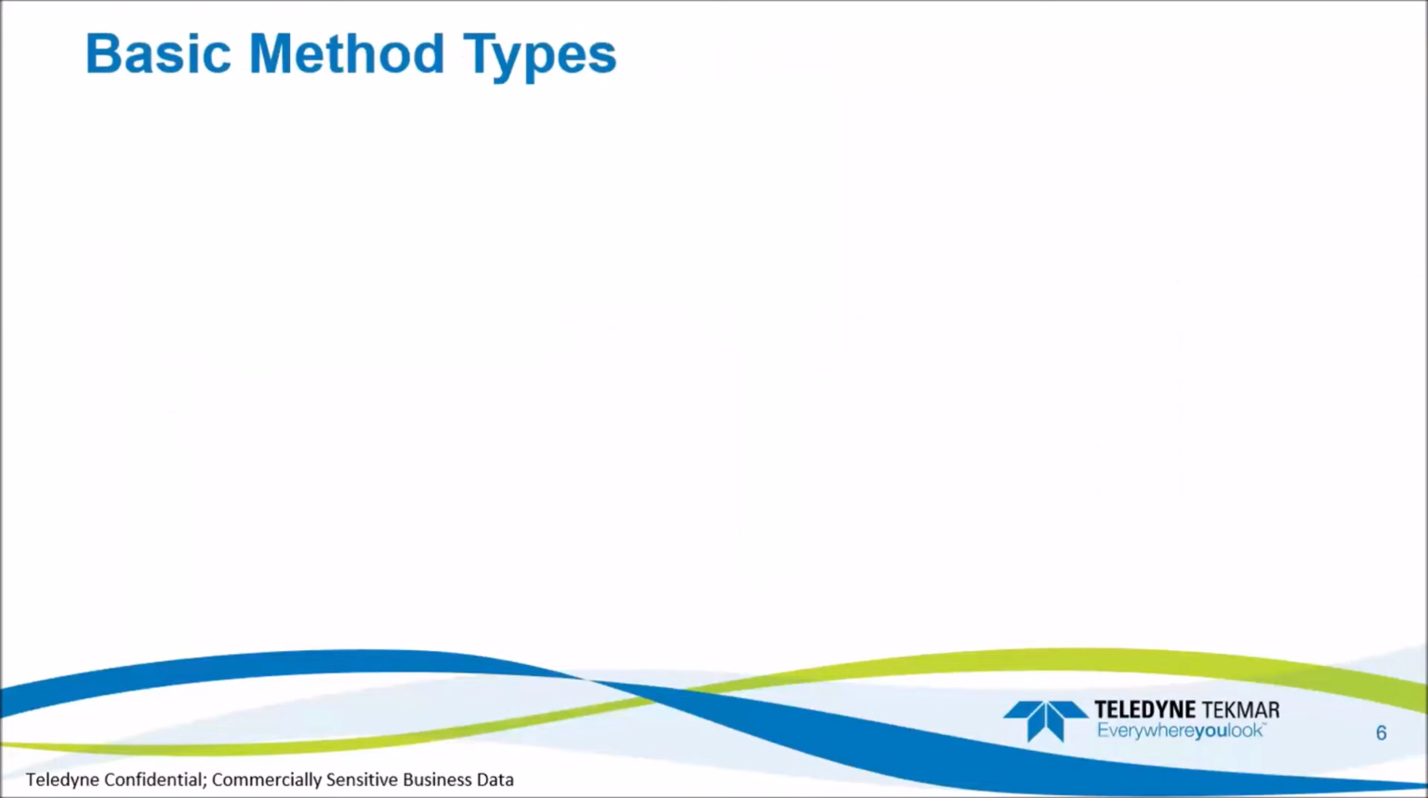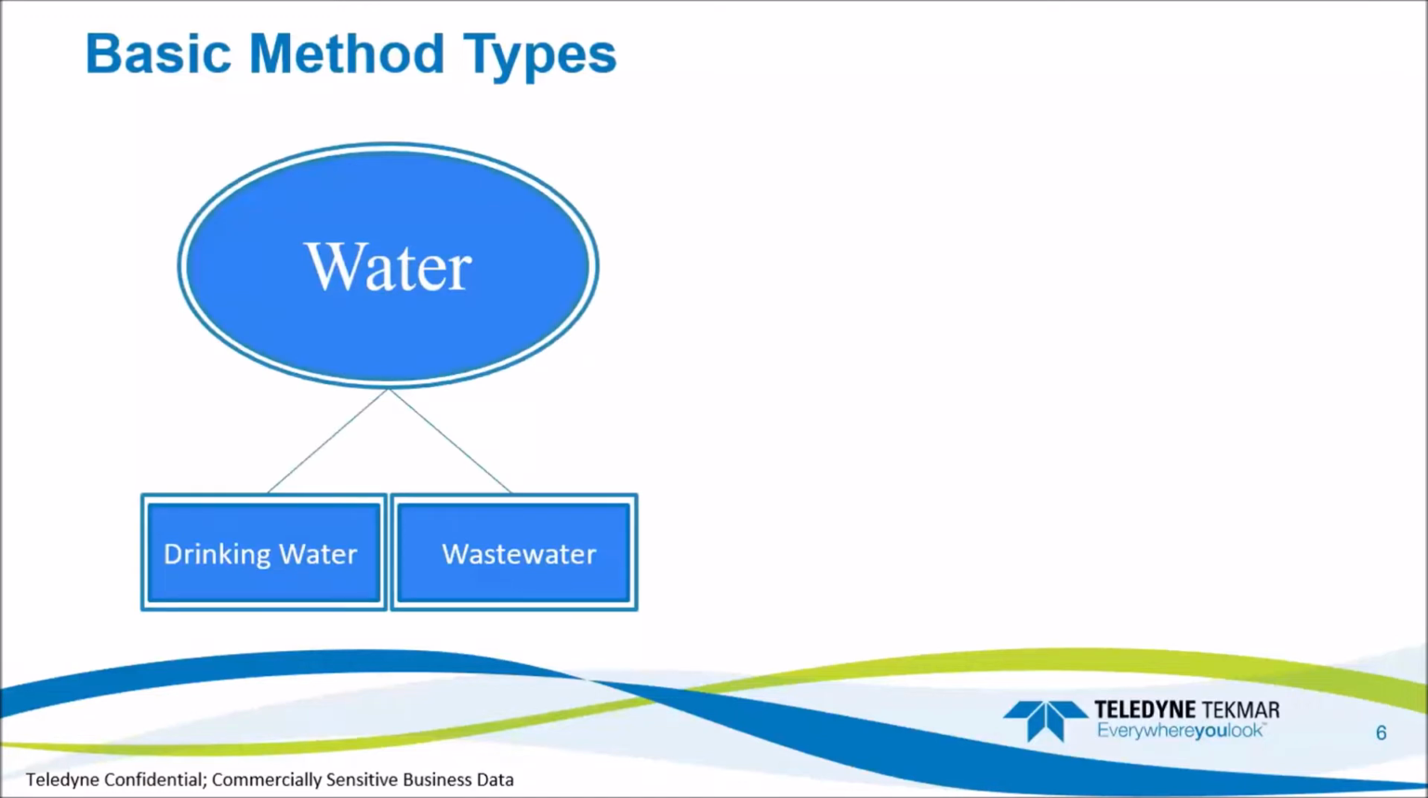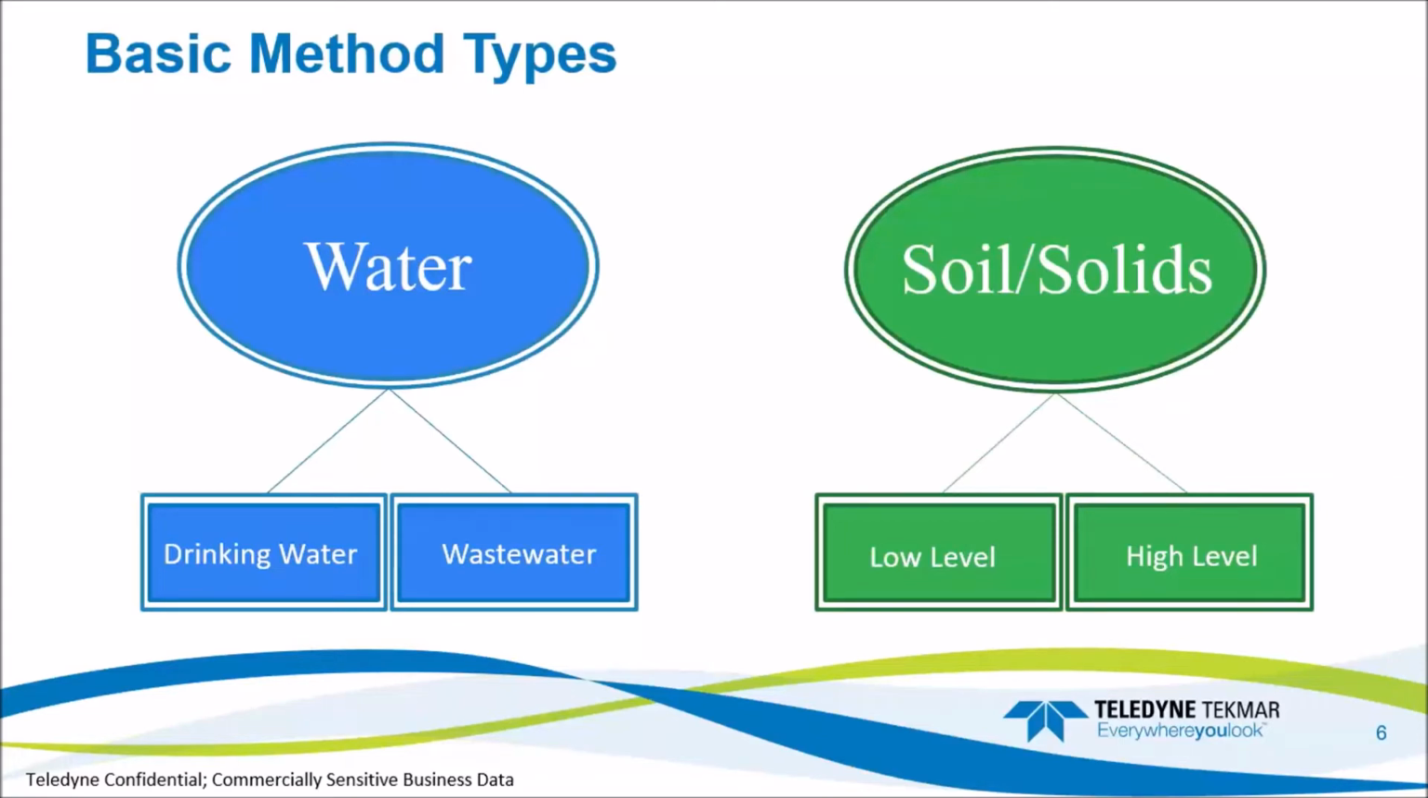Purge and trap methods can be broken down into 2 major categories: water methods that can be further broken down into drinking water and wastewater with in-vial purge and traditional sparger purging, and soil and solids methods that can be further broken down into low-level samples, which are typically purged directly in the sample vial, and high-level samples, which need to be diluted through methanol extraction.